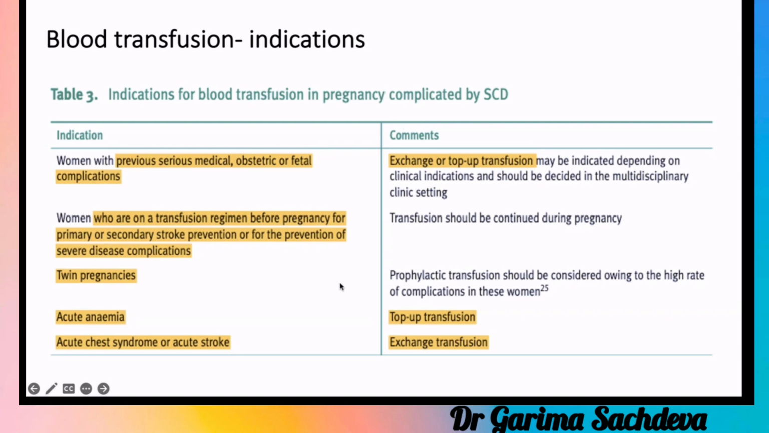In twin pregnancies also, you give these patients prophylactic transfusions. Acute anemia, again you have to give top-up transfusion, and for acute chest syndrome or acute stroke, you have to give exchange transfusion. Acute chest syndrome is basically when these sickled RBCs clog the vessels in the chest, causing severe chest pain or pneumonia-like symptoms. So it is primarily because of those, and you have to replace the blood which is causing those symptoms.